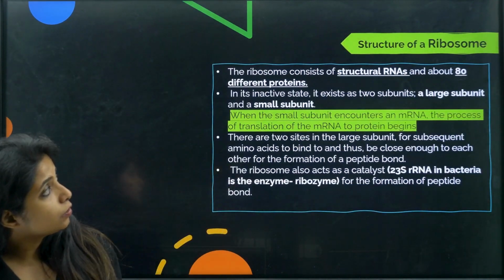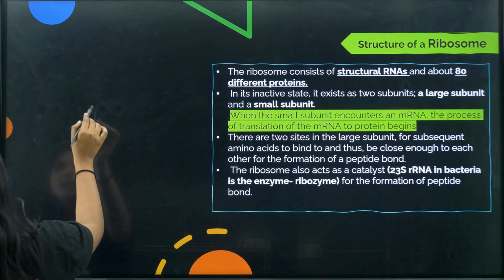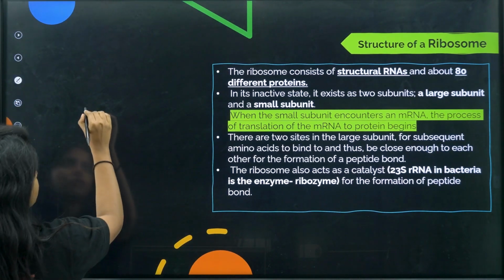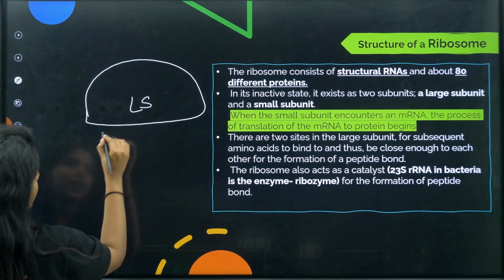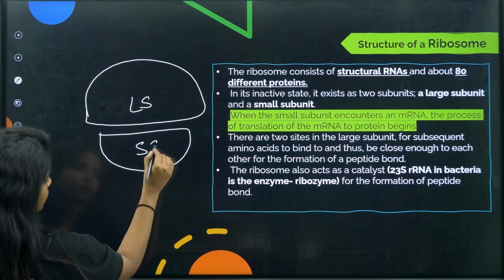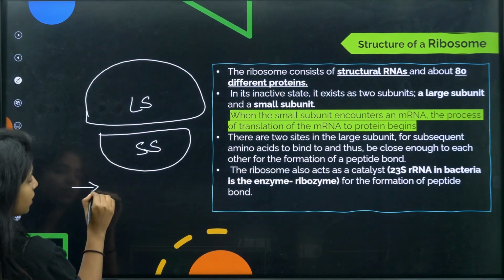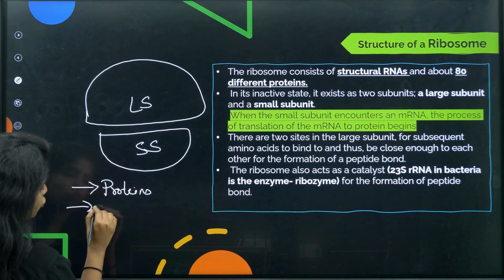Cool. Now let's go to the structure of the ribosome. So the ribosome consists of structural RNA and proteins. The ribosome, as I said, looks like a sandwich. Over here we have a larger subunit, and over here we have a smaller subunit. These subunits are basically made up of two things. First, proteins, and then structural RNAs.